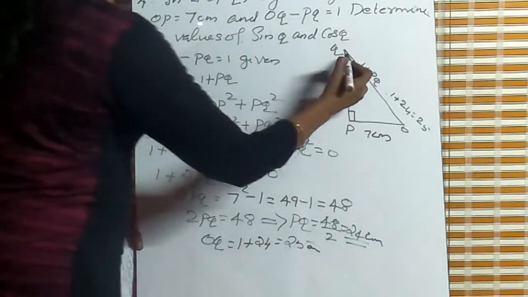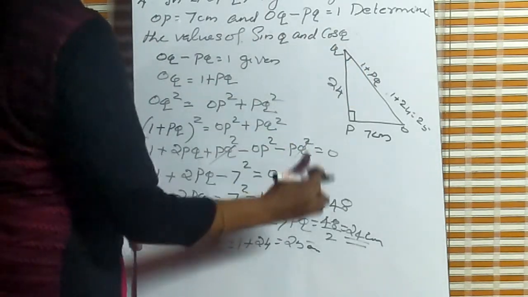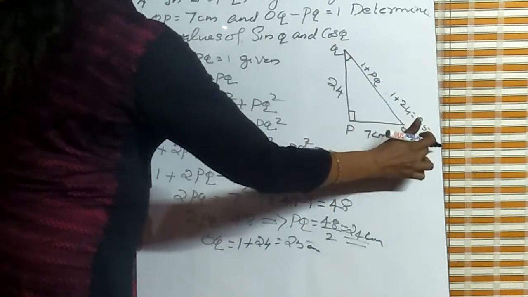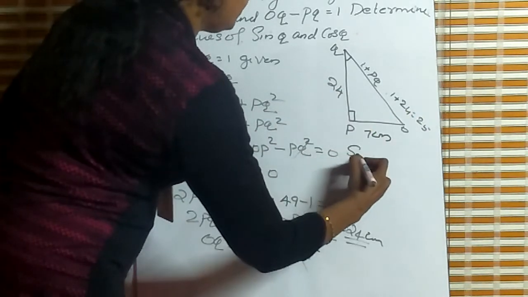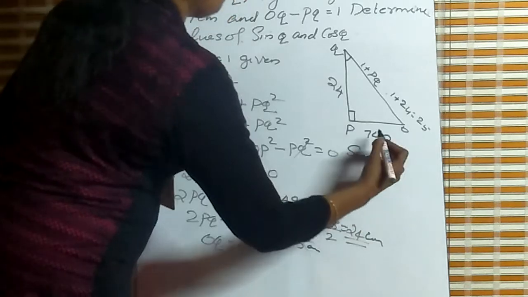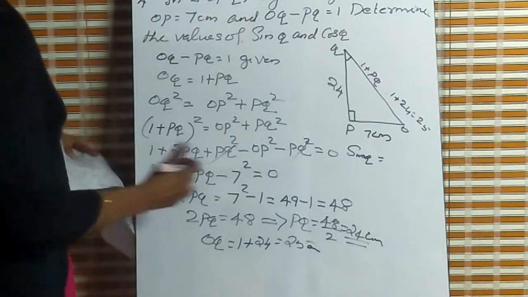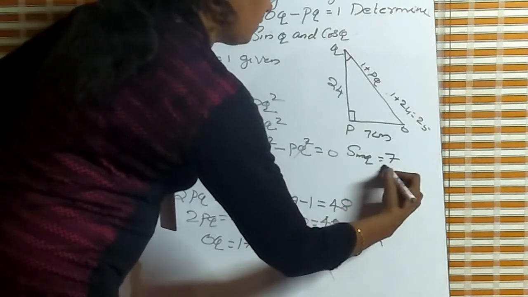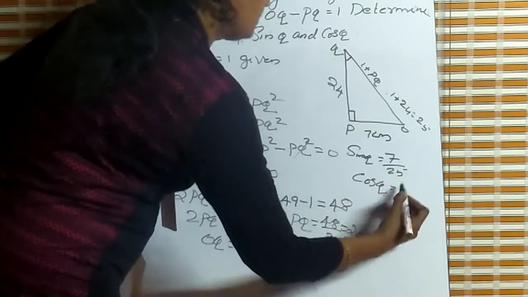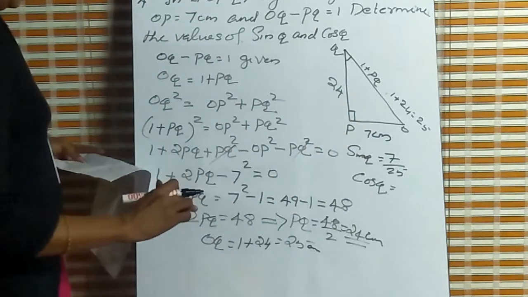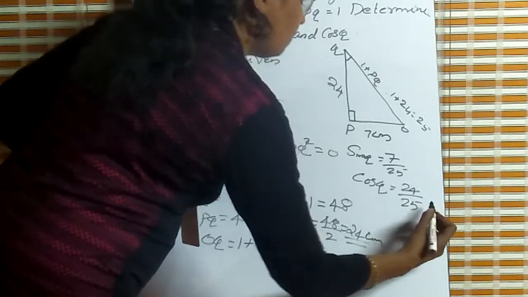Then our question is, based on this angle Q, find sin Q and cos Q. This side is 25, this is 7 and this is 24. Sin Q is equal to opposite side by hypotenuse, which is 7 by 25. Cos Q is equal to adjacent side by hypotenuse, which is 24 by 25.